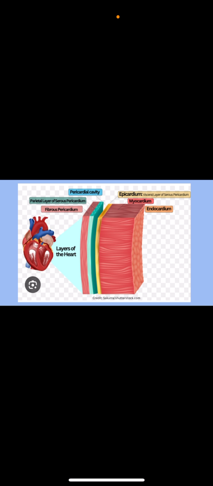The heart wall has three primary layers. The epicardium is the outermost layer of the heart containing blood vessels and nerves. It is also the visceral layer of the serous pericardium. The myocardium is the muscular middle layer and is the main pumping mechanism of the heart. And the endocardium is a thin layer of endothelium and underlying connective tissue that lines the chambers, valves, chordae tendineae, and papillary muscles.